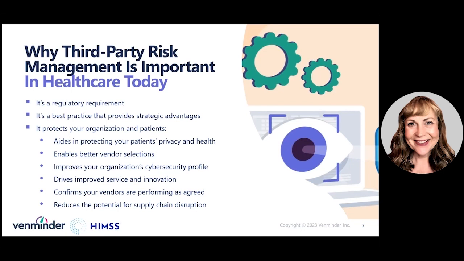But using third-party risk management can also help your organization make better decisions about which vendors to bring on board. And because your vendors are basically an extension of your organization, third-party risk management can help to improve your organizational cybersecurity profile. But this practice also helps you make sure that you're actually getting the value of the relationship, and it reduces the potential for supply chain interruptions.